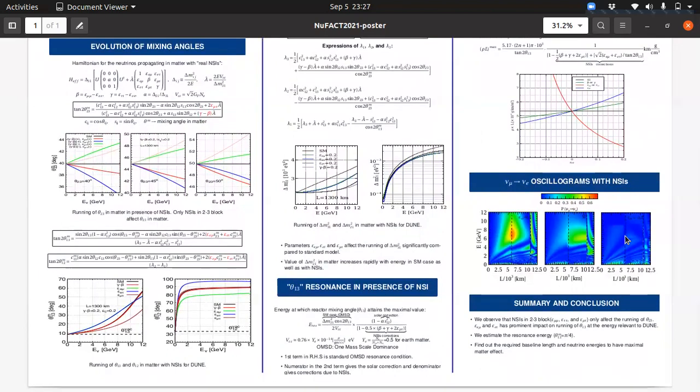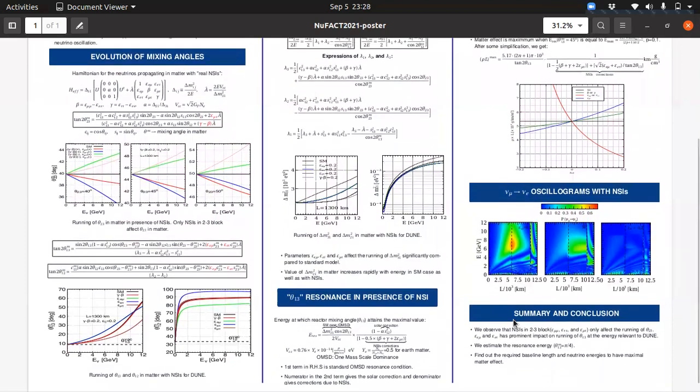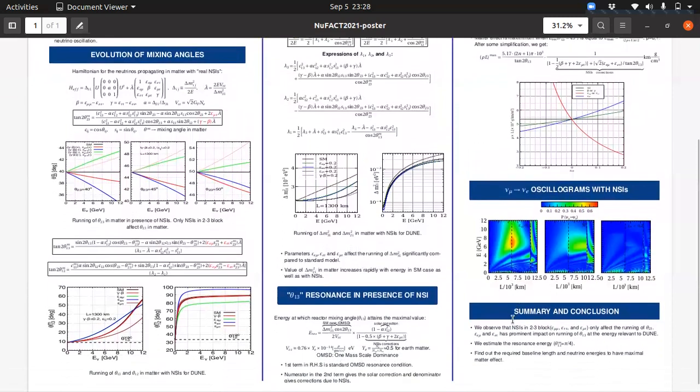So finally, we conclude that using the expressions of various modified oscillation parameters in the presence of neutral current non-standard interactions can help us to study various important features related to neutrino oscillations.